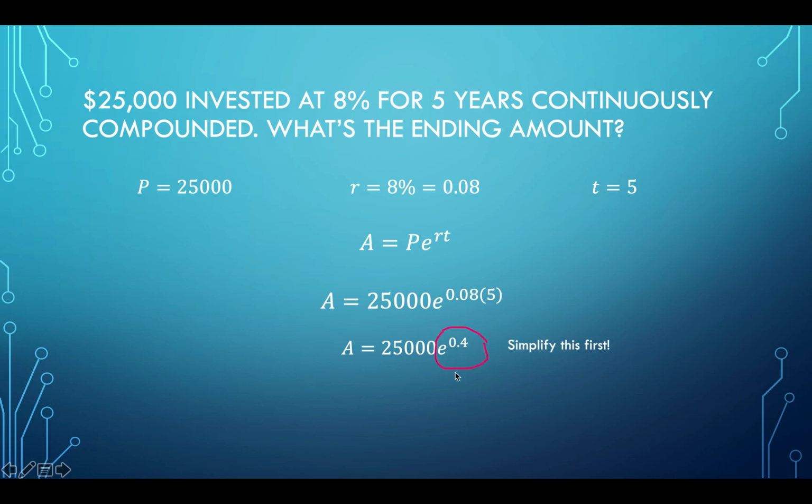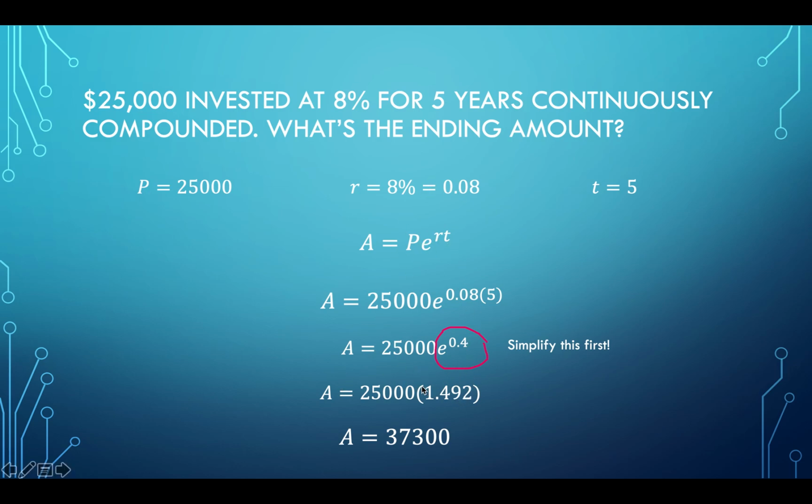Simplify this first. So e to the 0.4 power gives me 1.492. So I'm now going to multiply 1.492 times 25,000. And in the end, we should get $37,300.